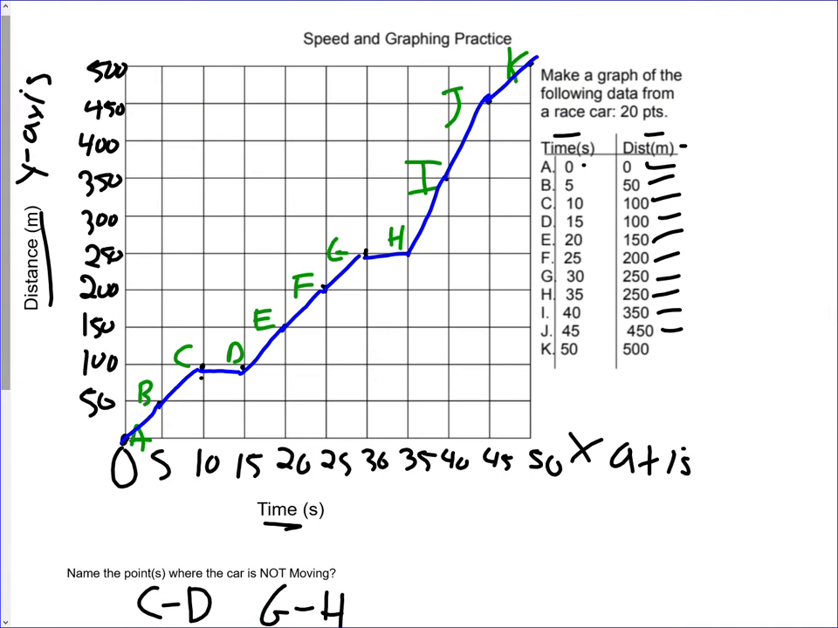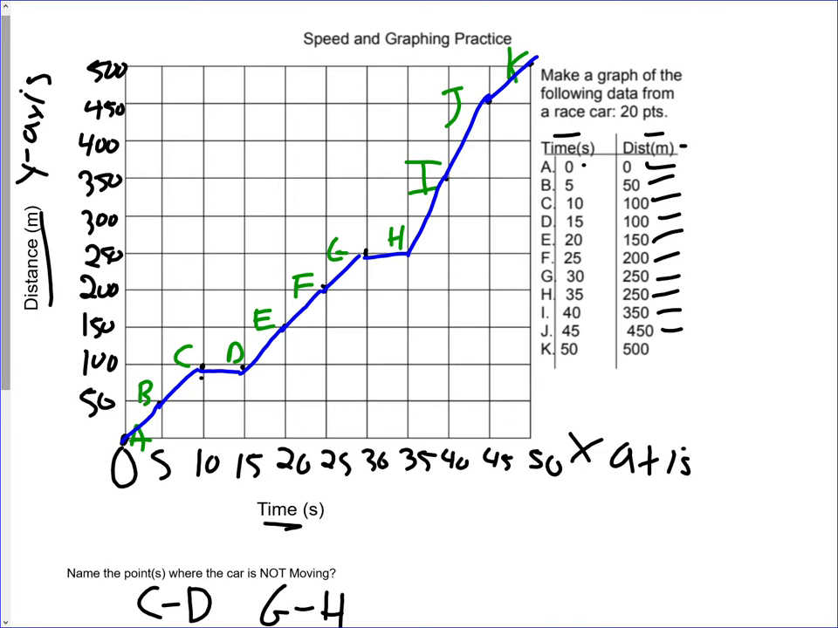So when we interpret a graph, you want to see that if it's going up at a steeper line, it means it's going faster. So if we notice, between C and D it's not steep at all. It's flat, so it's not moving. So what we want to look at is what part is the steepest line. Between A and C, it's pretty steep. C to D, it's flat. From D to G, it goes up a little bit more. G to H is flat again.